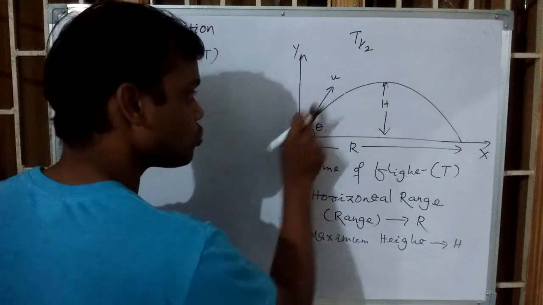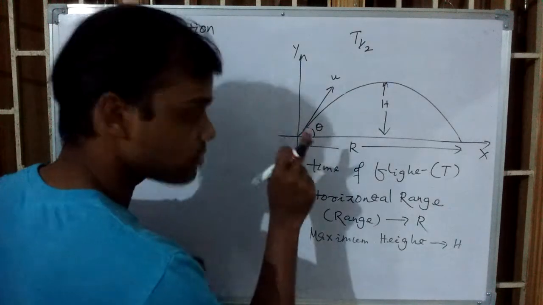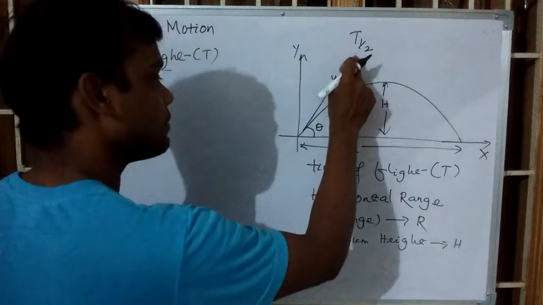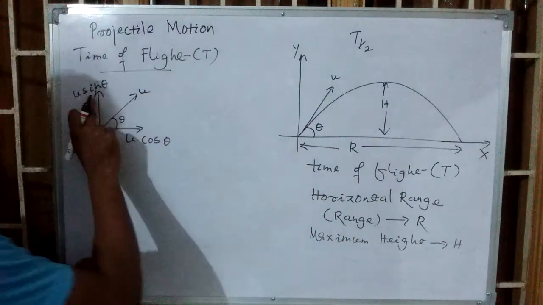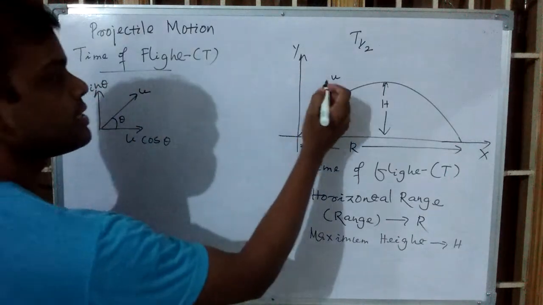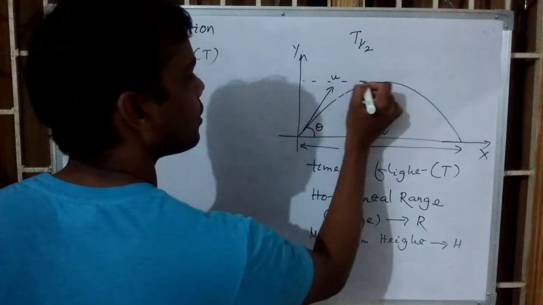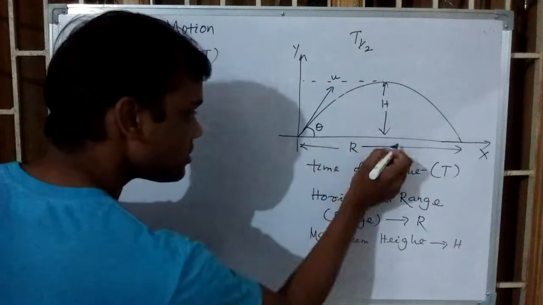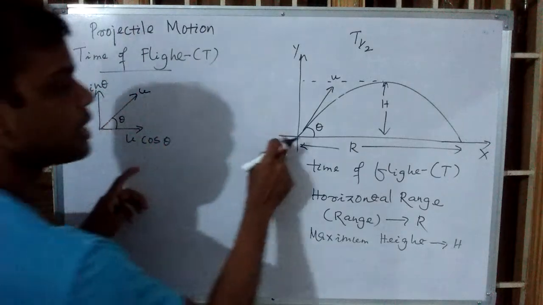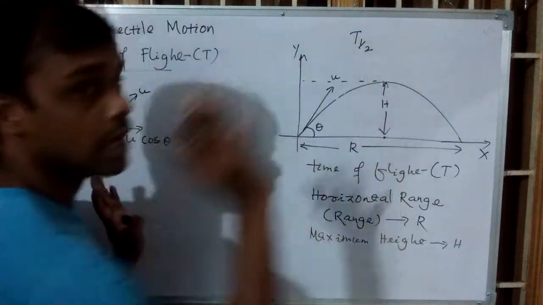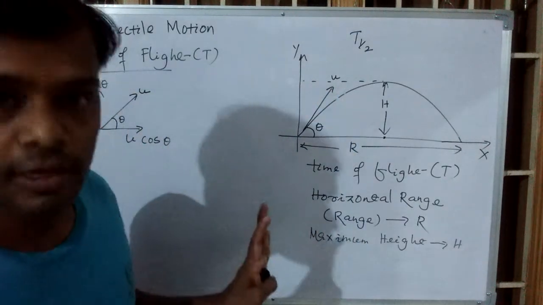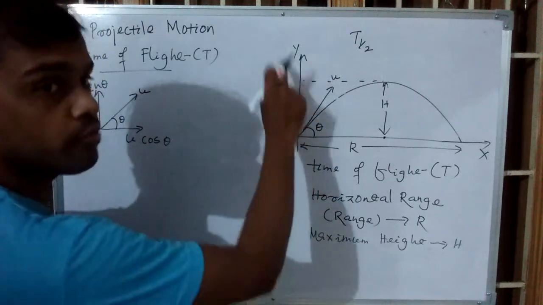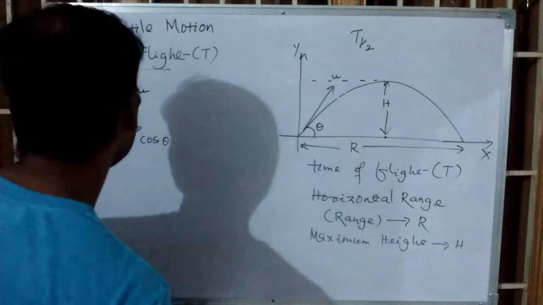If the particle goes with starting velocity u along this path, the time taken will be t half to reach this point. If the particle goes in this direction with velocity u sin theta and reaches the top point, the time taken is also t half. If the particle goes in this direction with u cos theta, then also the time taken to reach this point is t half. That means I can choose any of the velocities. So for simplicity, I will choose the vertical direction motion.